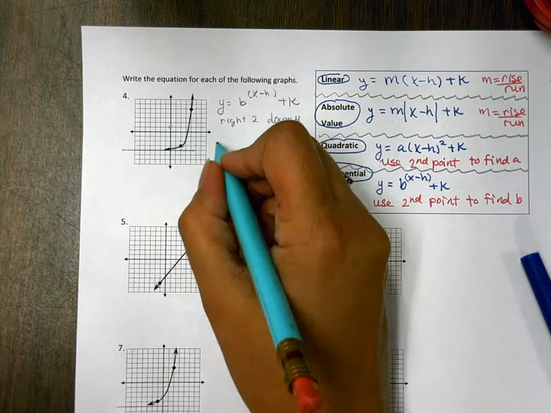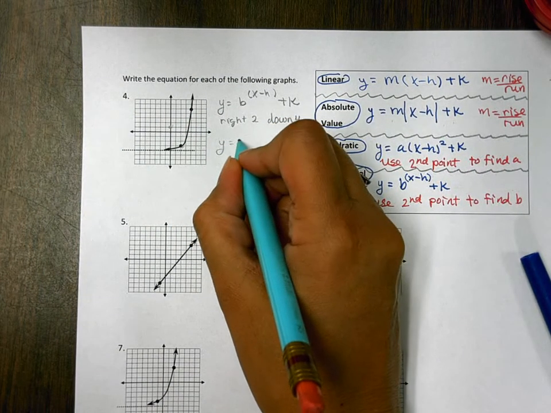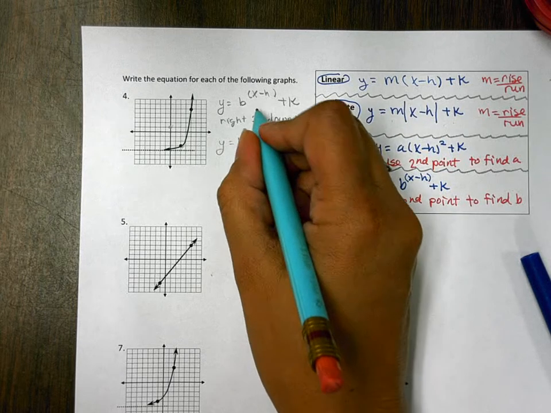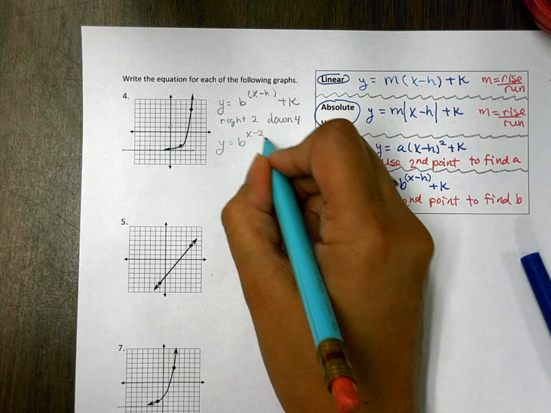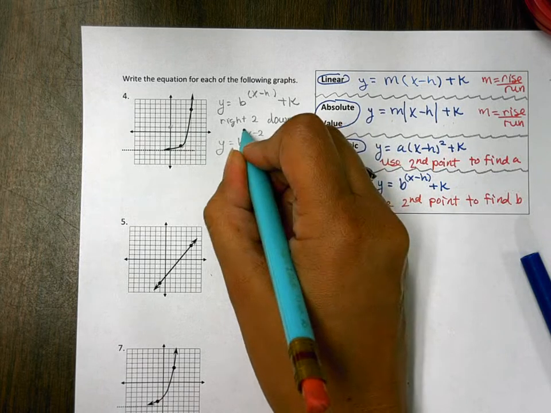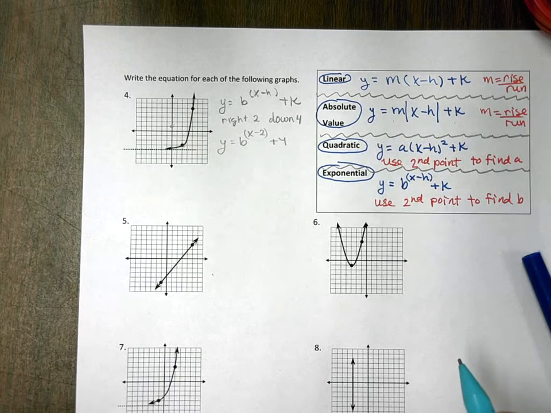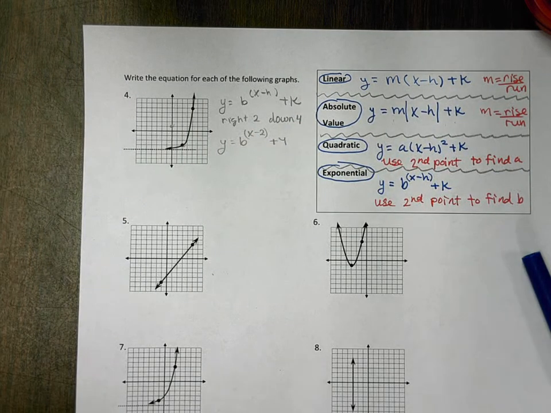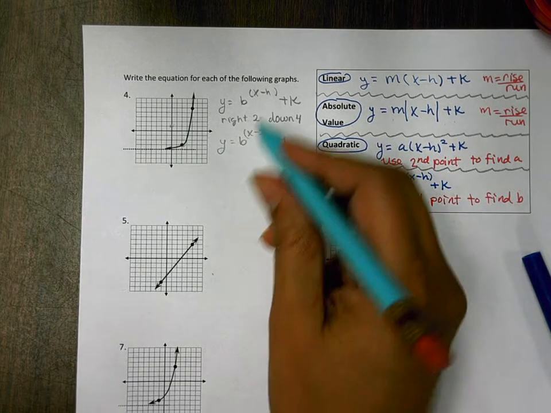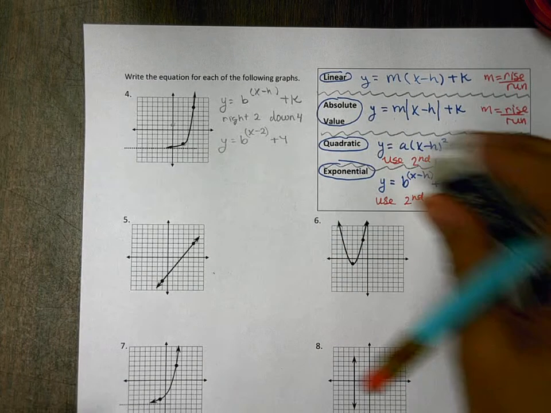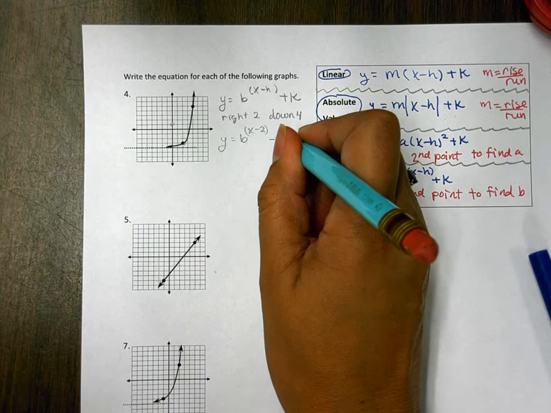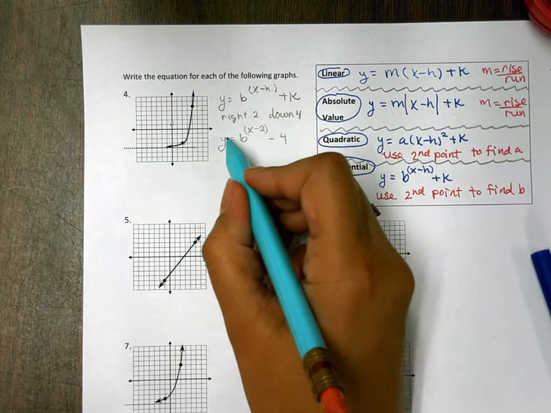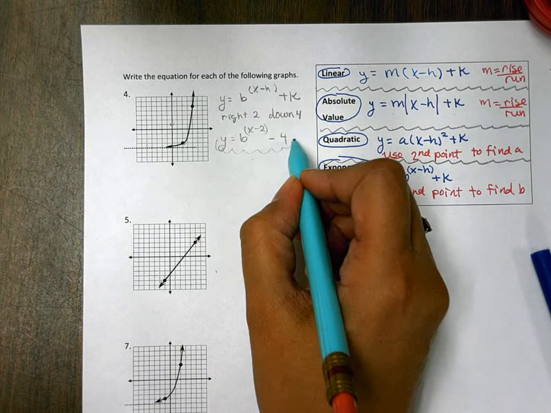All right, so y equals, I don't know b yet because I haven't plugged in my second point, x minus 2 because it's always the opposite, and then plus 4 on the outside. Okay, it looks like this. Y equals b raised to the x minus 2, and then minus 4, sorry. Minus 4 because it goes down. All right, so I'm going to put a slight little bubble here. This is what my answer is going to look like.